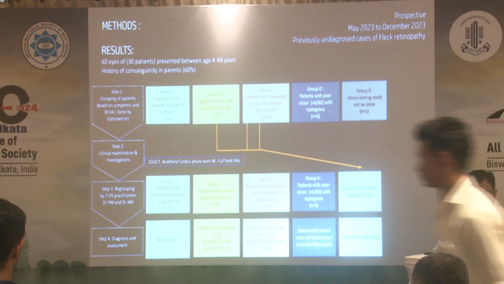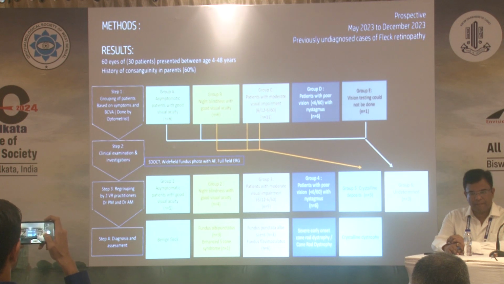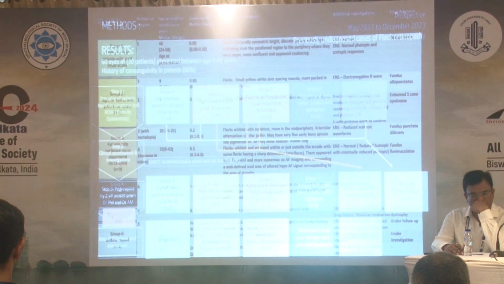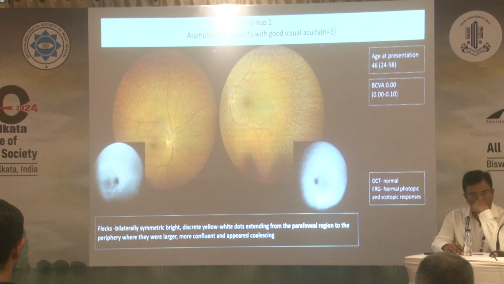Now 1 patient from group B and 2 patients of group C were clubbed into group 5, which was the crystalline deposits, and group 6 was the undetermined category. Now regrouping of the patients from the optometrist level to the doctor level happened in 20% of the patients. Now this is a complex results table which I will simplify further.